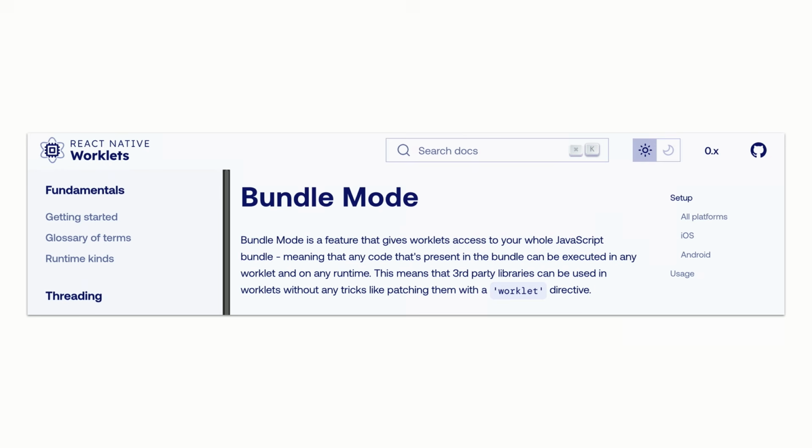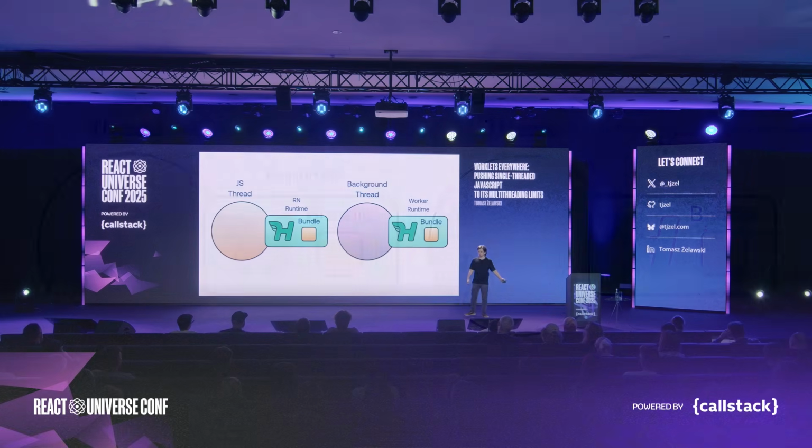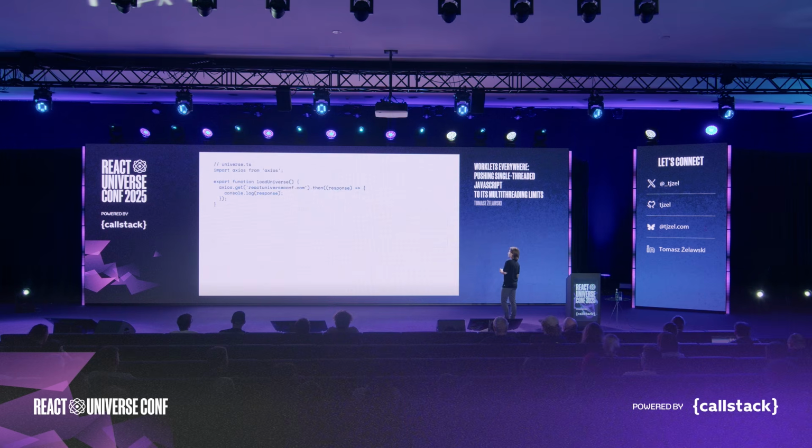So, with the Bundle Mode, we can create any thread with a new runtime and have this thread have access to the bundle. It can be a UI thread, but for this sake, we are going to go for a background thread, and this runtime we'll call the worker runtime. So how does it work? How can we do this multi-threading? Because these instances of JavaScript virtual machines are not connected in any way. Well, let's look at the example.